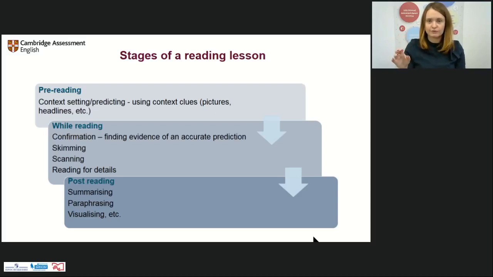Don't be too straightforward and start straight from reading for gist. That's not going to work. And I've already mentioned that all the skills are connected. So your post-reading can be a short written task, some paraphrasing parts of the text, visualizing, so you can basically draw pictures with them, something which is a product of your reading to make it more meaningful. Otherwise, there's no point in doing that if you don't see the result.